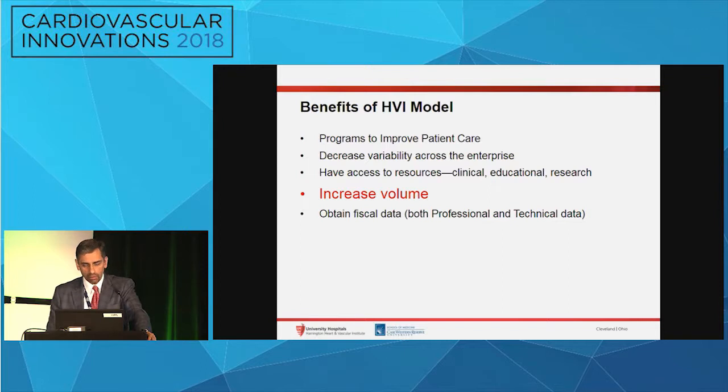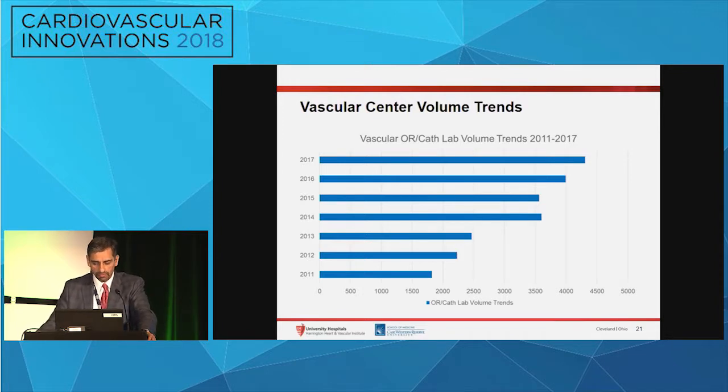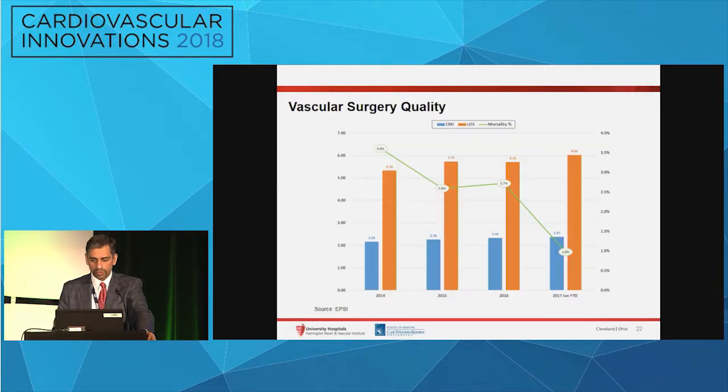It's increased our volume. I think without a collaborative approach, we would not have seen this, but over 7 years, this is all vascular cases that are done either in the operating room or in a cath lab or an endovascular suite. We've gone from about 1,700 cases in 2011 to over 4,000 cases in 2017, and we continue to grow. We just had one stagnant year when we had some folks retire. And I think that is proof that this collaboration does work.